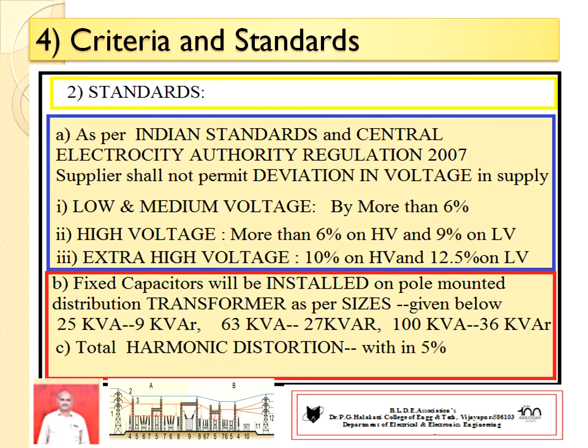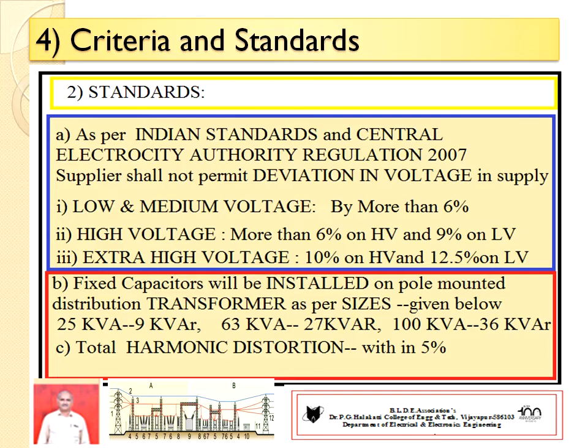Point number 1: as per Indian standards and the Central Electricity Authority Regulation 2007, the supplier shall not permit deviation in the voltage of supply. Some minimum voltage fluctuations may be expected, but they should be under control. If it is more than this value, then the distribution system is responsible for whatever equipment is affected on the consumer side. Number 1, low and medium voltage conditions.